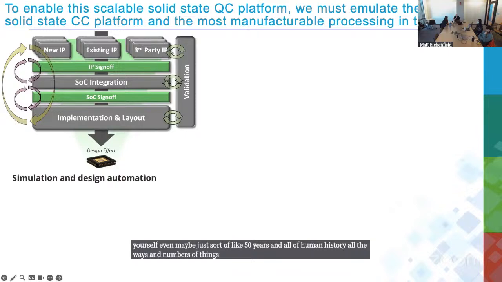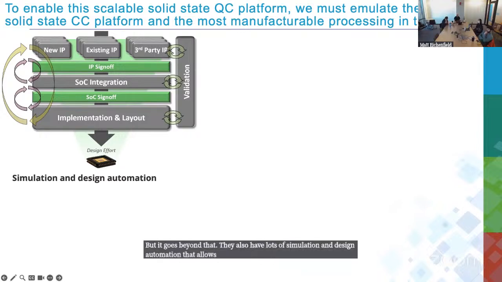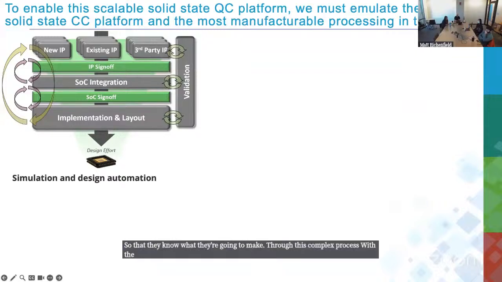But it goes beyond that. They also have lots of simulation and design automation that allows them to simulate the devices that they're making, so that they know what they're going to make through this complex process. With the photomasks that they design, they'll know exactly what device they're going to make, how it's going to perform.